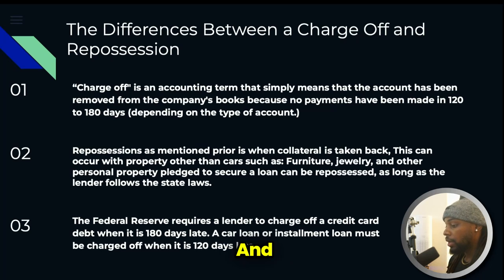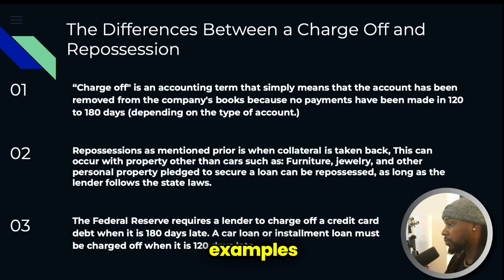Okay. And again, the federal law requires a lender to charge off a credit card debt when it is 180 days late. A car loan or installment loan must be charged off when it is 120 days late. So if you have a car where the car hasn't been paid on for 4 months, that car can be charged off right before it's repossessed. So you can have a charge off before you have a repossession on a vehicle. And then you can have a charge off and a repossession.